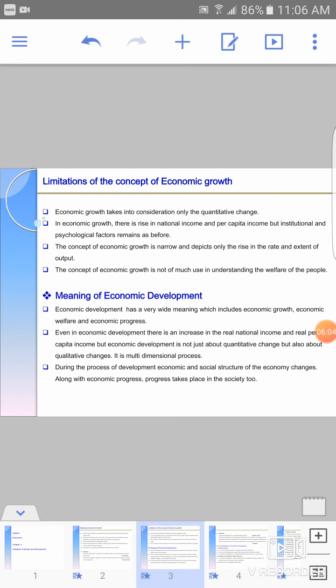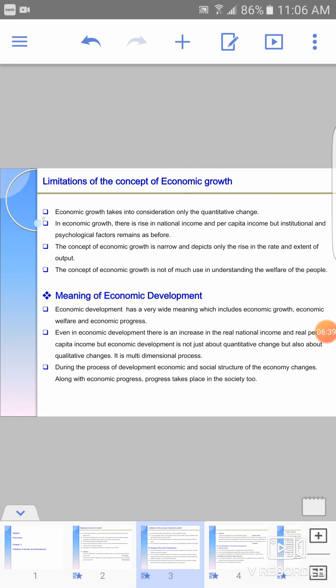It is a multi-dimensional process. Okay, so economic development basically includes all the changes in the economy, how the welfare of people in a country has taken place, how the country is developing. Okay, everything is considered in economic development, which is not considered in economic growth. Okay, during the process of development, economic and social structure of the economy changes.